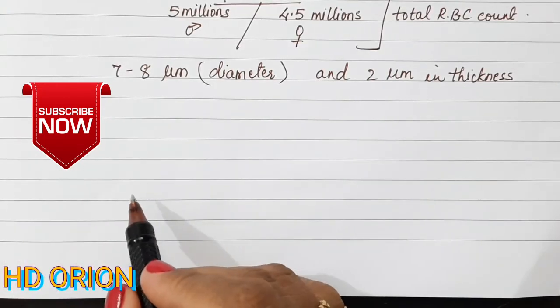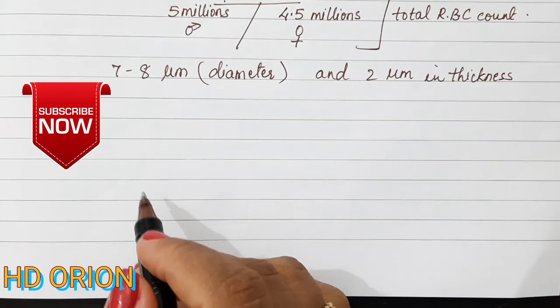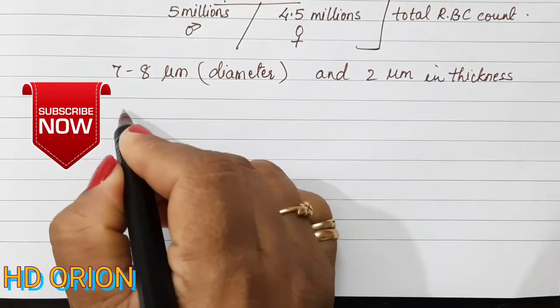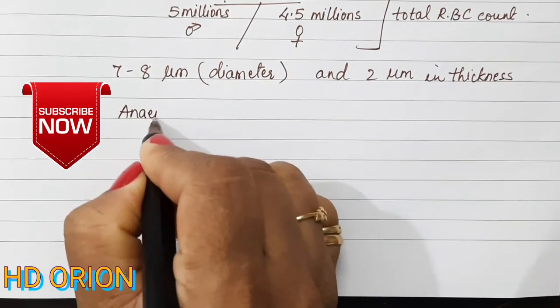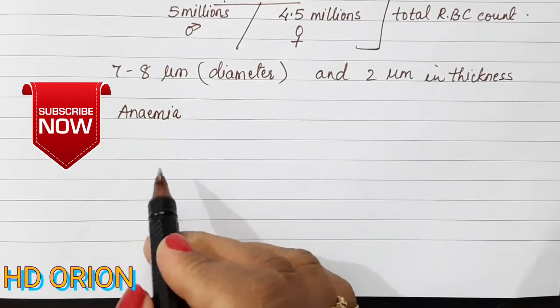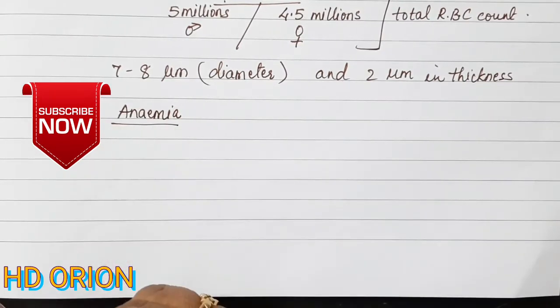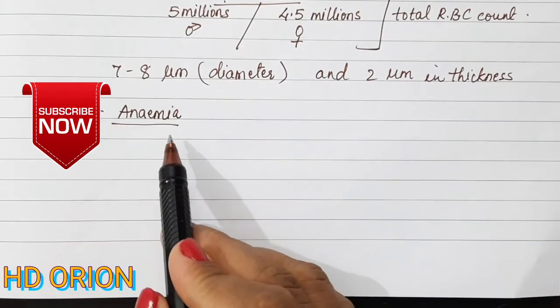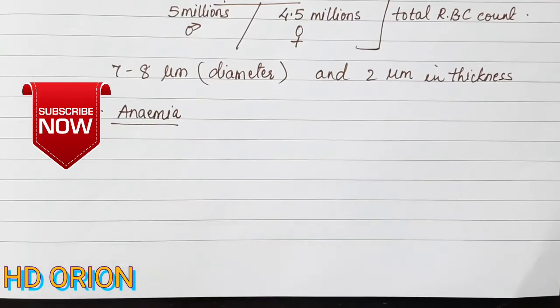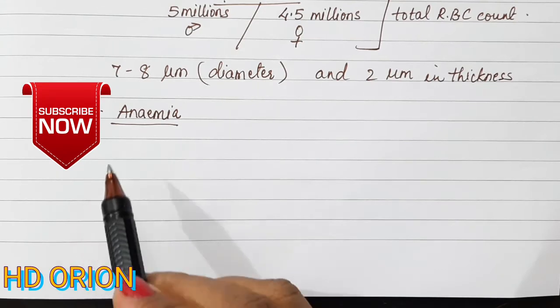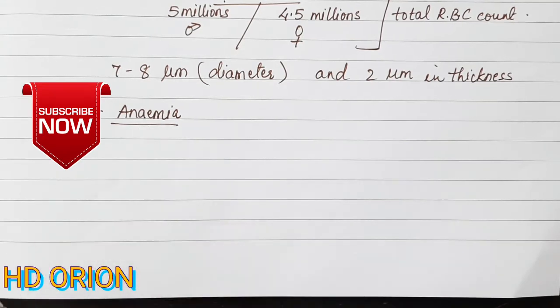Whenever the number of RBCs decreases, especially when the hemoglobin decreases in amount, we call the condition anemia. This is a diseased condition. This is due to deficiency of iron, and the hemoglobin is made up of iron, and therefore the person is said to be anemic when the hemoglobin content becomes less.